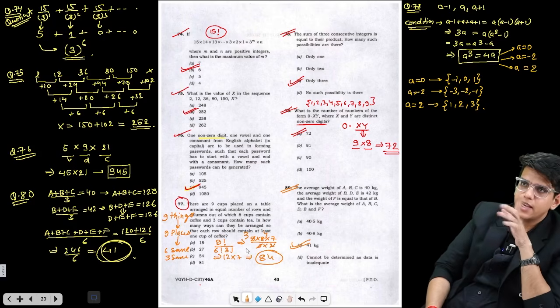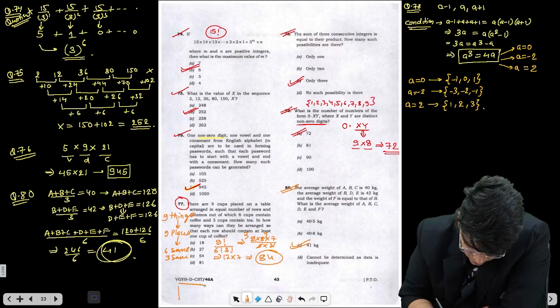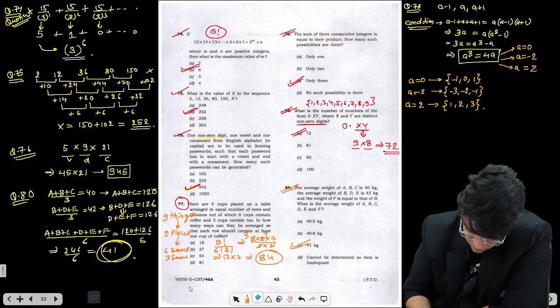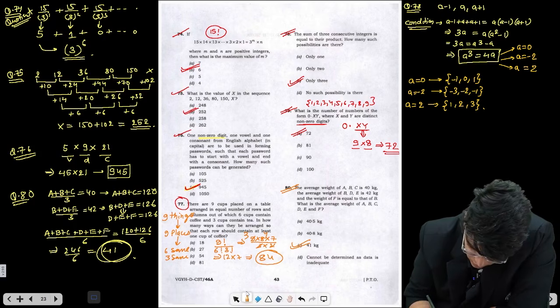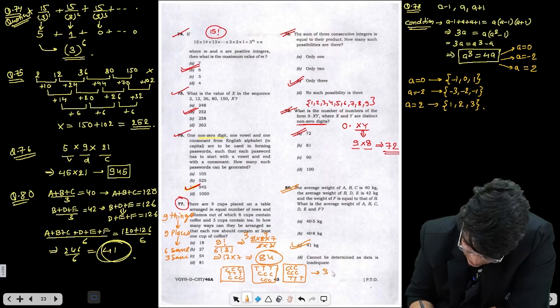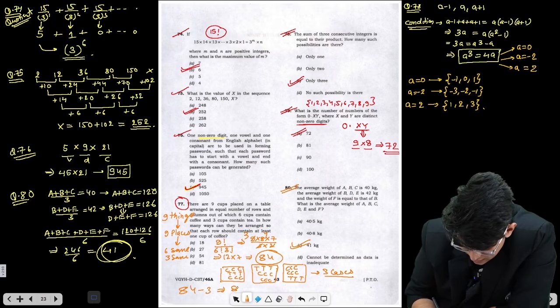You need to remove 3 cases when the tea or coffee is all together. So what are the situations? There are 3 cases. Suppose this is one case: coffee, coffee, coffee, tea, tea, tea, coffee, coffee, coffee. Then tea, tea, tea, coffee, coffee, coffee, coffee, coffee, coffee. Second instance. Then last: coffee, coffee, coffee, coffee, coffee, coffee, tea, tea, tea. You need to remove these 3 cases. So basically you need to do 84 minus 3. The answer is 81.